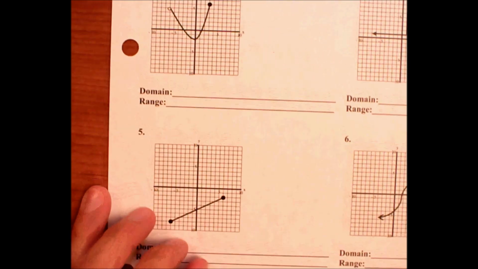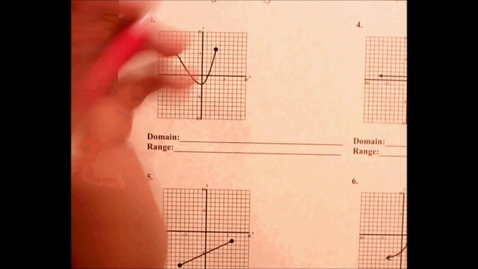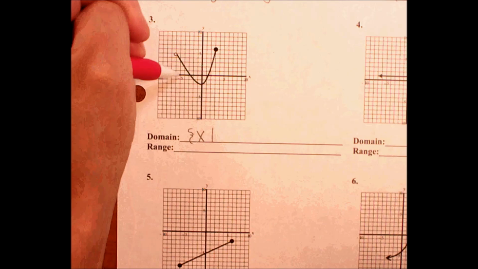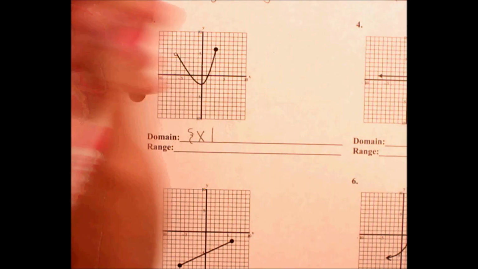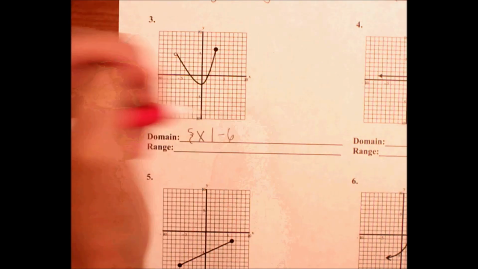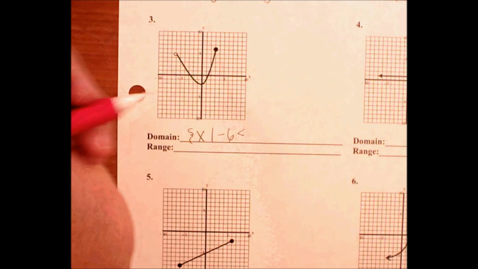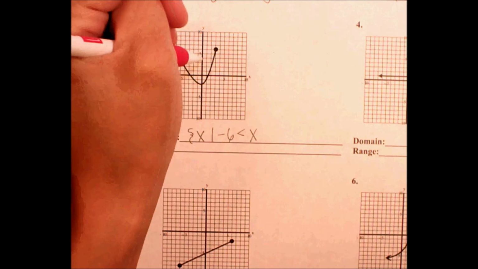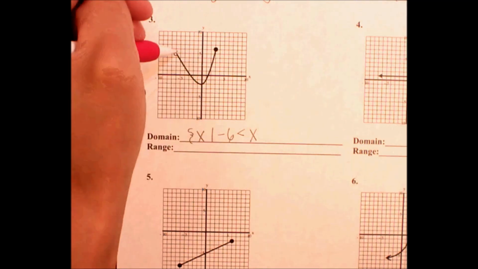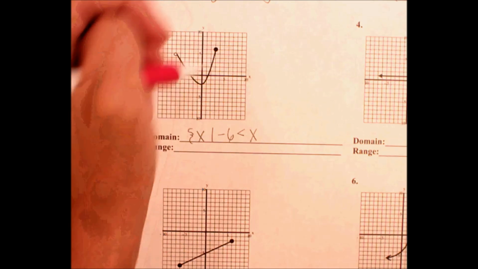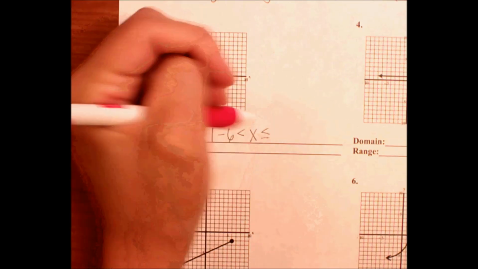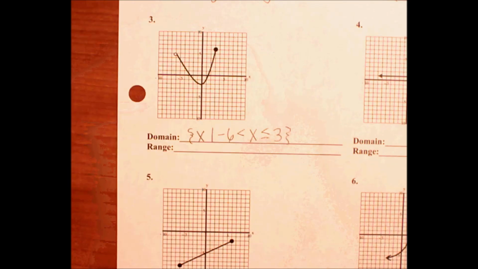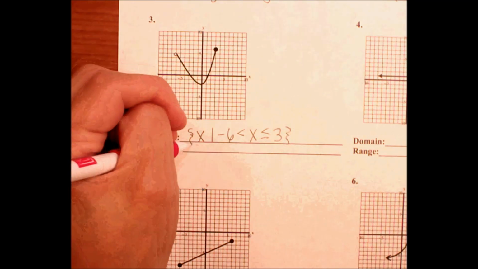Number 3, our domain x such that, now it's an open circle at -5, -6. -6, open circle, less than x, and it's going to this solid circle, which is at 1, 2, 3. So from -6 to 3, and it's a solid circle, so it's going to be equal to 3. Close the bracket. Now we're doing range.